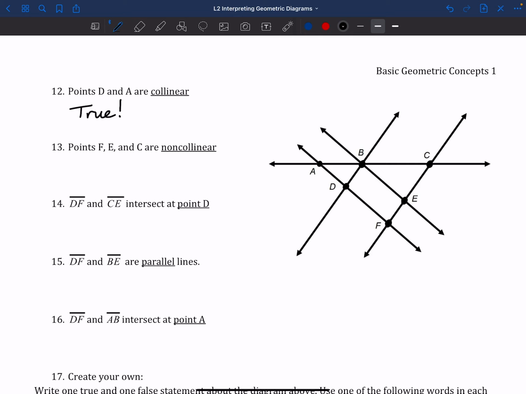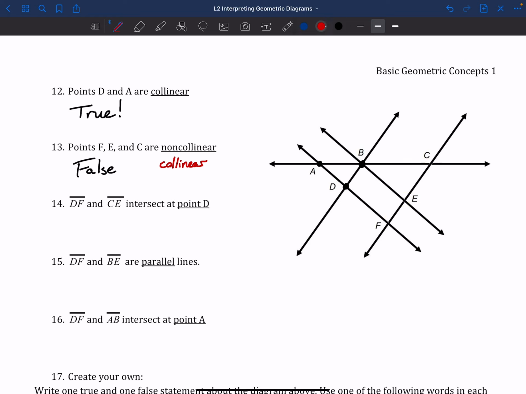Points F, E, and C are non-collinear. Right, so points F, E, and C. It's saying that they're non-collinear. Right, so again, think to yourself, is that true or is that false? So what I'm seeing is that it seems to be false, right? They do seem to be on the same line. Right, so just like one that we took a look at on the last diagram, instead of calling them non-collinear, we could just simply call them collinear.